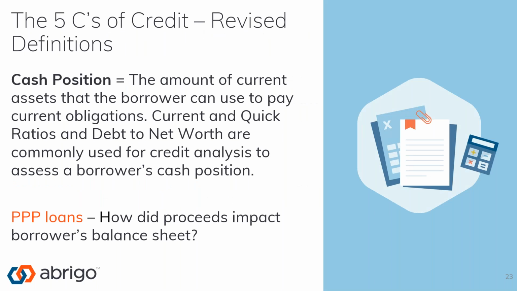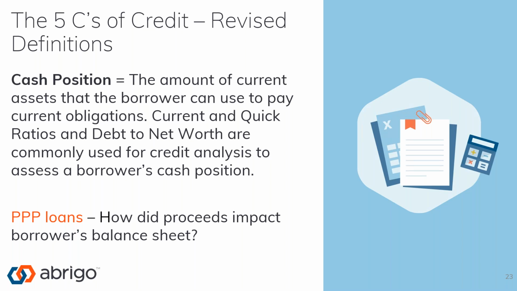And then the other one I would probably add is cash position. Cash position is really the amount of current assets that the borrower can use to pay current obligations. So current and quick ratios are probably the two most common cash position ratios that folks use out there.